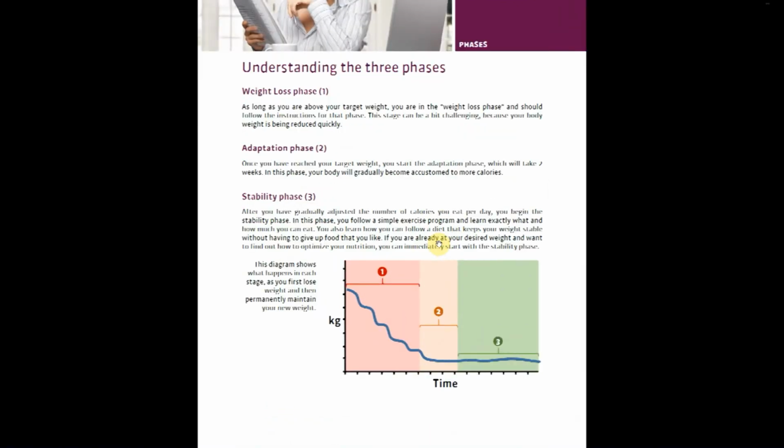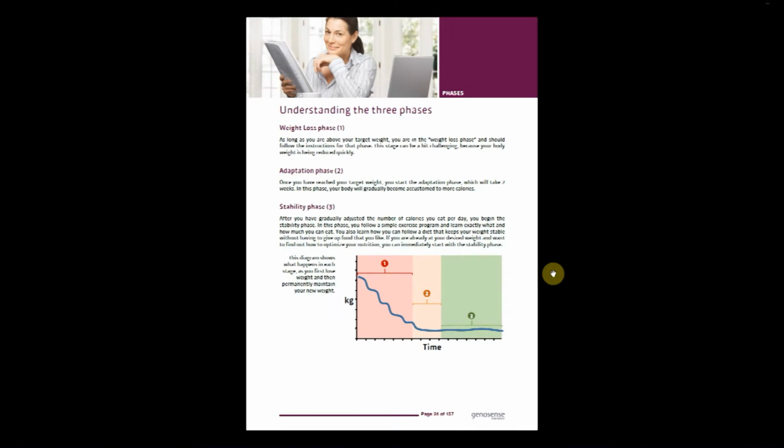Sorry, one other thing, if you already have your optimal weight, then you just go to phase number 3 straight away. So you don't begin with a weight loss or adaptation phase. I'm going to show you how to do that later.